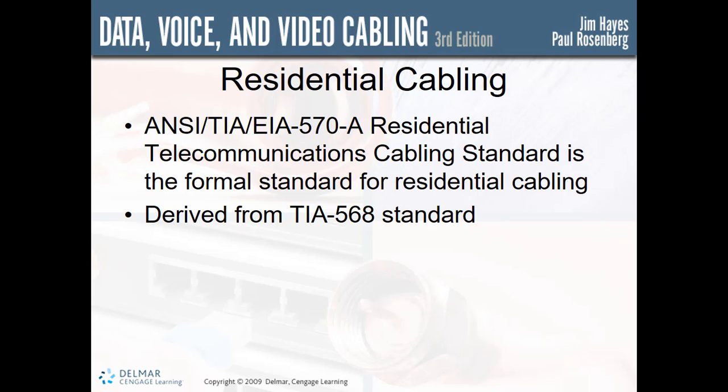In October of '99, the TIA-EIA approved a formal standard of residential cabling. The title is the ANSI TIA-EIA 570A Residential Telecommunications Standard. And it basically has a couple things defined. Daisy chaining for telephone circuits is not permitted. Instead, each outlet must have its own home run. That gives it the star topology.